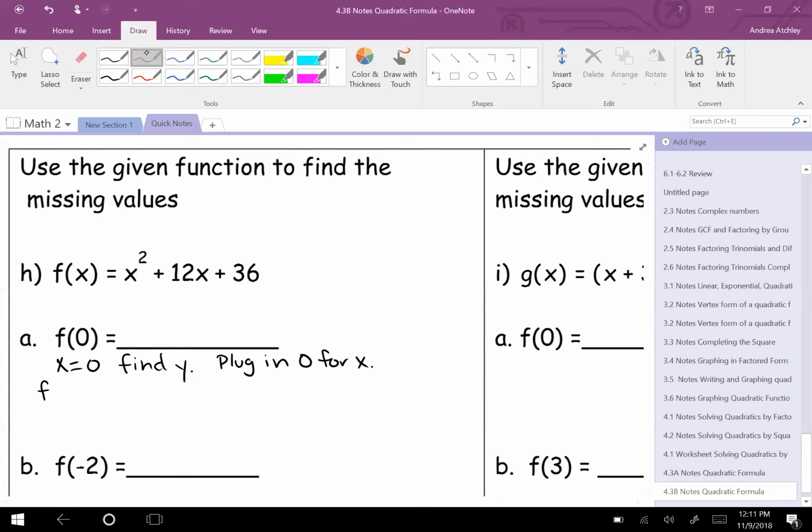So that gives me f of 0 equals 0 squared plus 12 times 0 plus 36. So f of 0 equals 0 plus 0 plus 36. So f of 0 is just 36. Any questions over that?